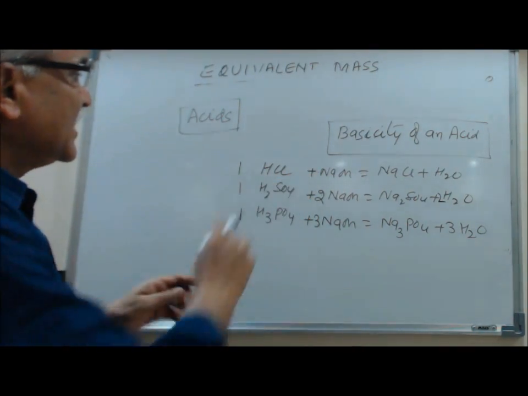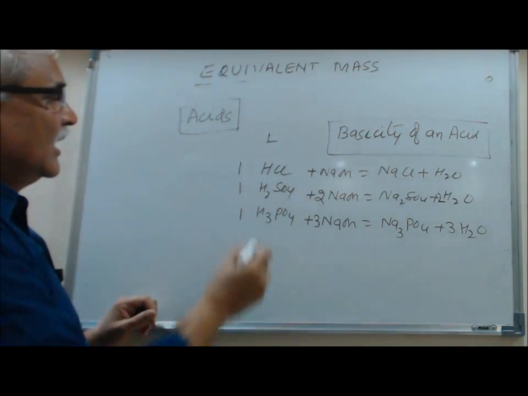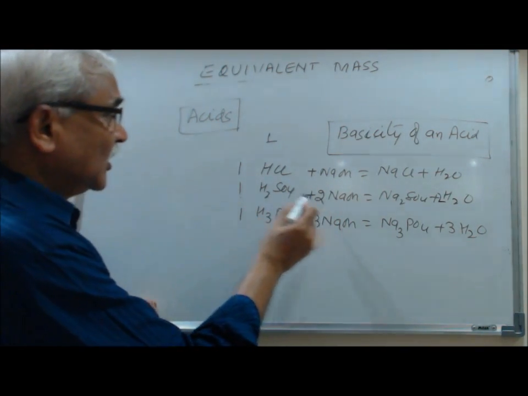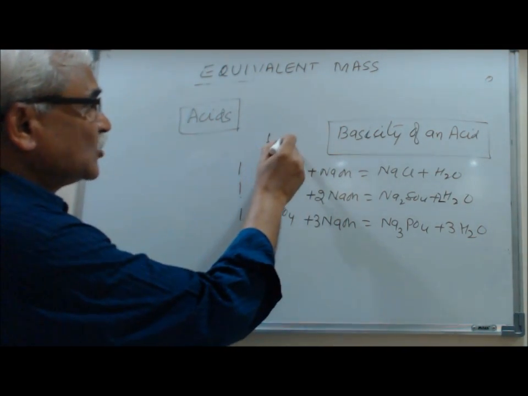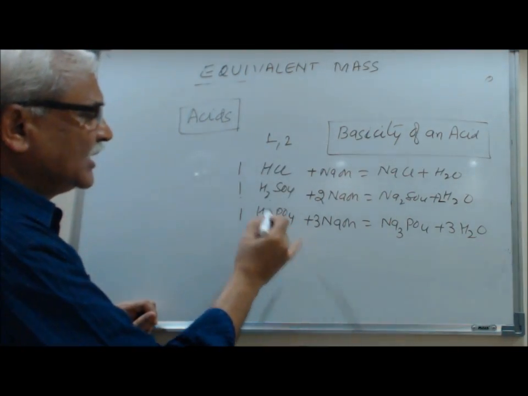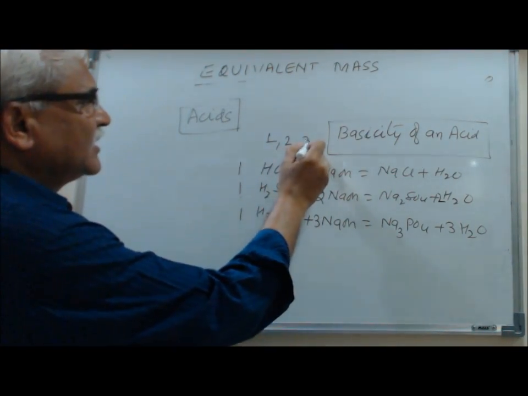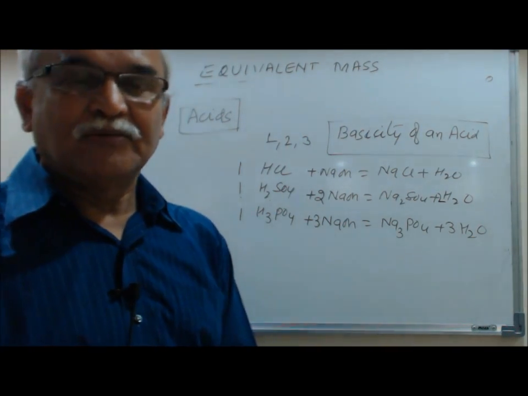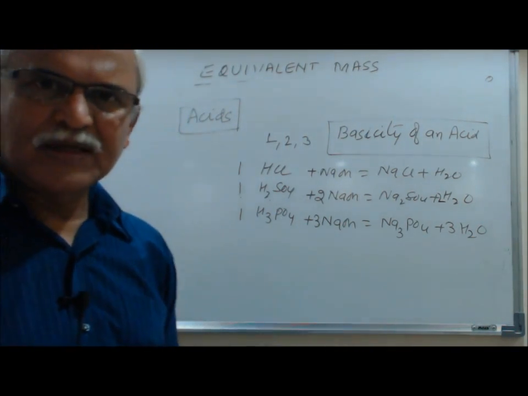So basicity of HCl is 1. Here 1 mole of sulfuric acid reacts with 2 moles of NaOH. So basicity of sulfuric acid is 2. And by the same logic, basicity of phosphoric acid is 3. This is what must have been discussed in the class, which was not wrong, completely right.